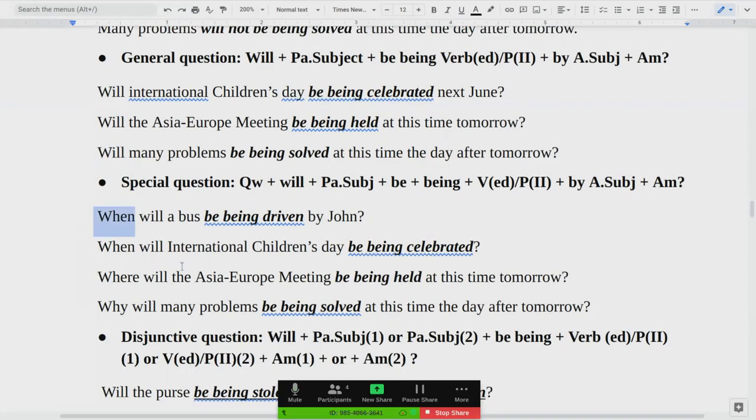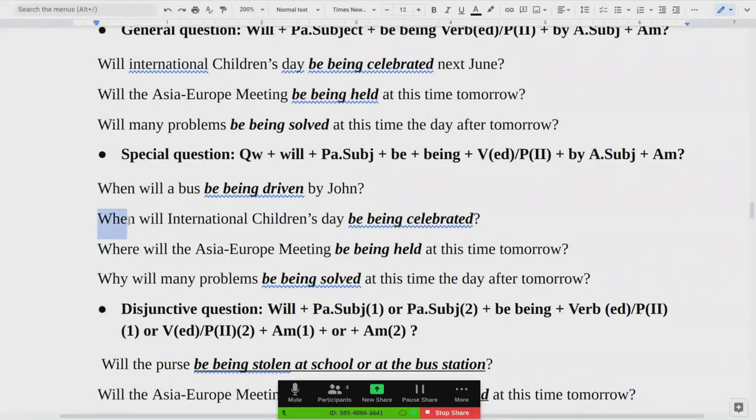And the special question. Here, as you can see, are question words: when, where, and why. So different types of WH questions, as you can see, and then we will make a special question in the future continuous passive.